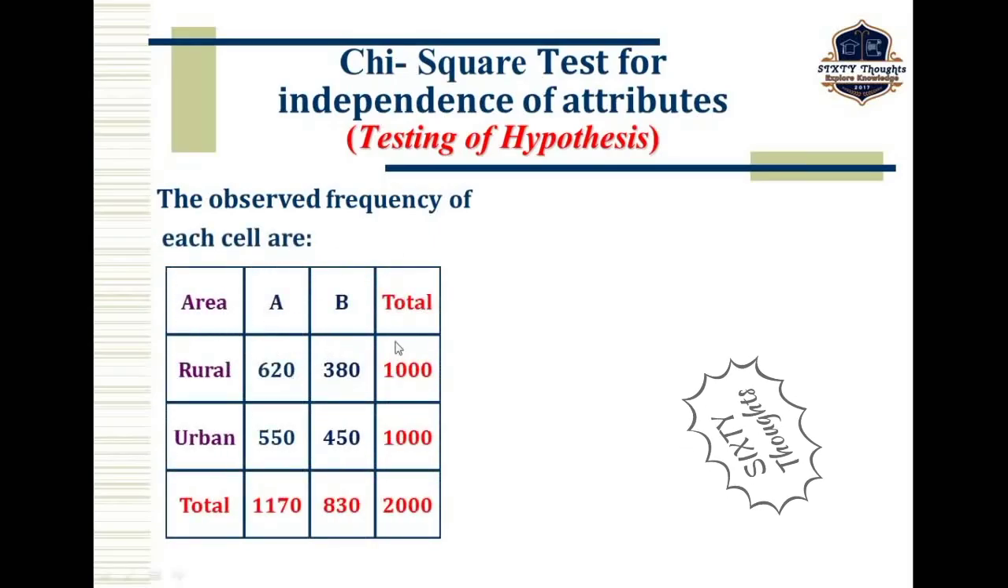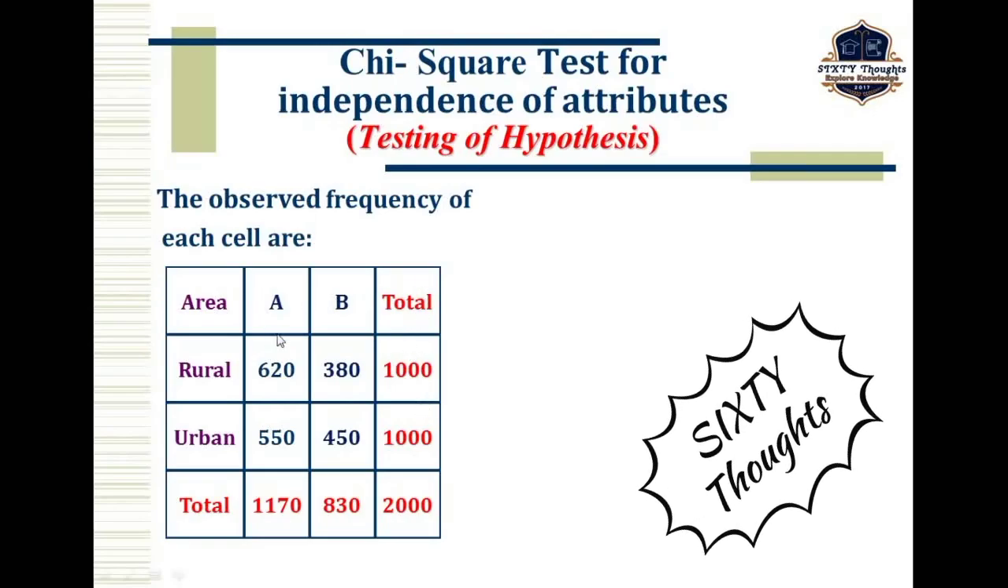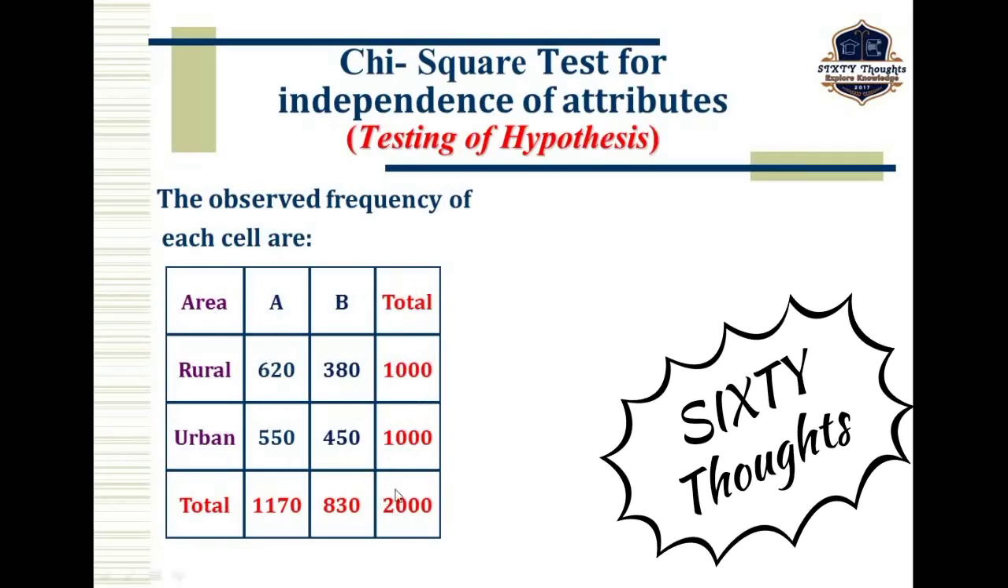From the given data, we find the row-wise and column-wise totals as well as the grand total. Coming to rural, we have 620 and 380. If we add these two, you get 1000. Similarly, we get the urban total also as 1000. The total for A is 1170 and the total for B is 830. If we add, you get 2000. Compulsorily, you should get the row total equal to the column total, which is equal to the grand total.